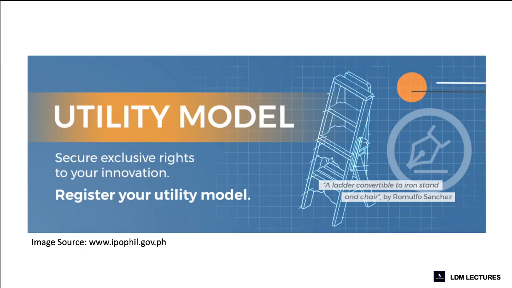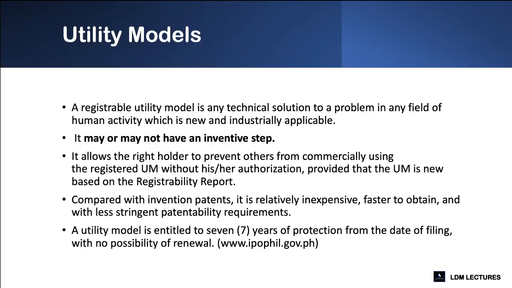So ito, image nga to from IPOPHL, no? So sabi dun sa IPOPHL, secure exclusive rights to your invention. Register your utility model. O yan, tapos binigay niyang product dito, a ladder convertible to iron stand and chair. O, di ba? So, pwede kasing hindi na siya patentable invention kaya hindi siya nag-grant ng patent. Pero pwede siyang utility model. Okay? So, ano nga ba ang utility models? A registrable utility model is any technical solution to a problem in any field of human activity which is new and industrially applicable. Familiar? Yes, para ring patent. However, utility models may or may not have an inventive step. So yun ang importante. Okay?